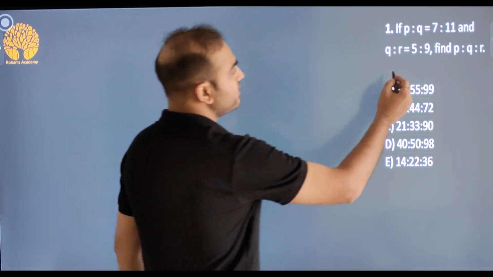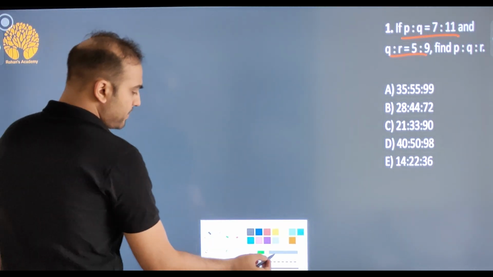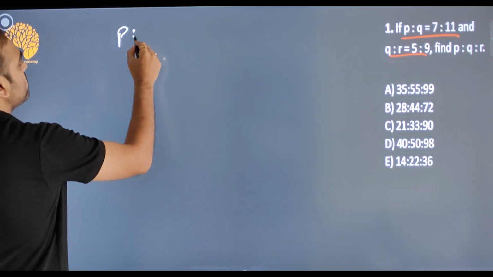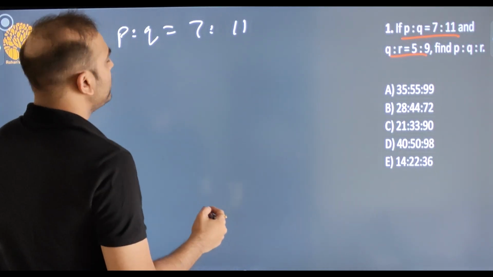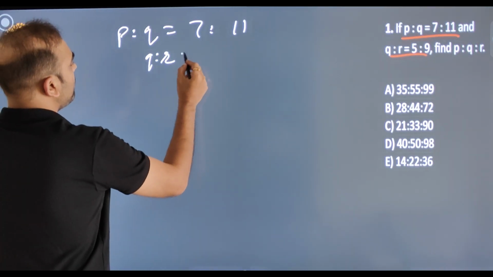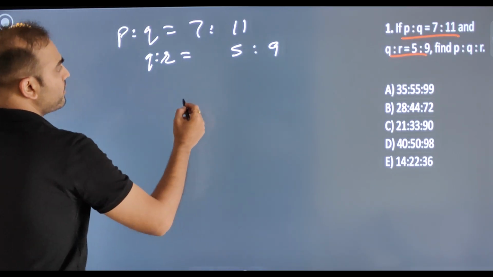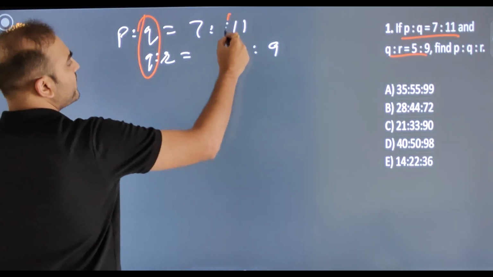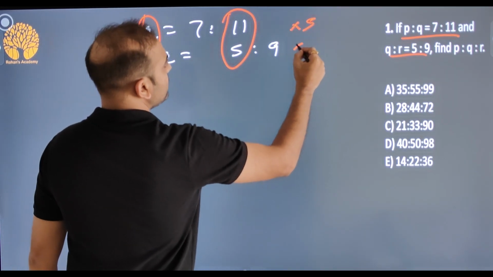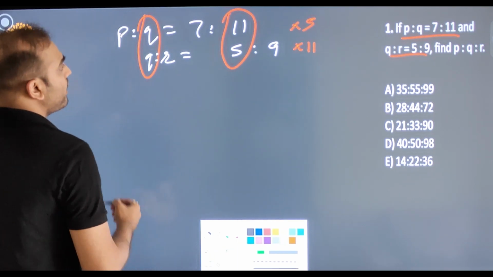I hope you have already solved this. So we know P is to Q is 7 is to 11. We know Q is to R is 5 is to 9. Again, what do we do? The common variable is Q. Try to make it same. 11 and 5, LCM is 55. Multiply by 11 and 5.